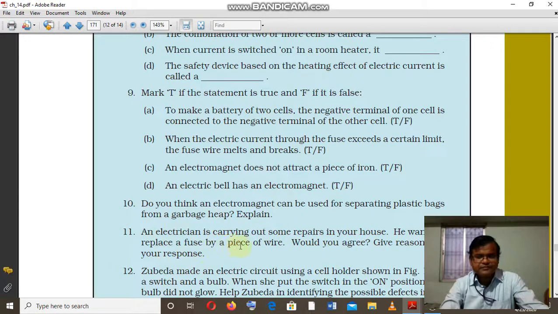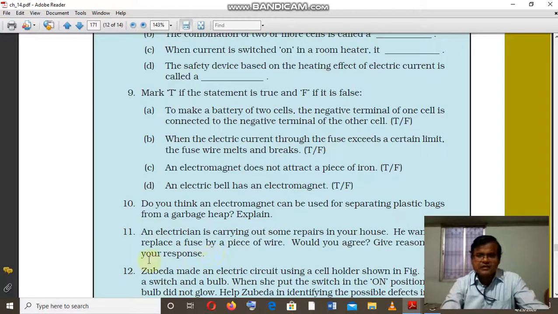Question number 11. An electrician is carrying out some repairs in your house. He wants to replace a fuse by a piece of wire. Would you agree? Give the reason for your response. Replacing the fuse with a metal piece would be dangerous because a fuse has a low melting point and it should break. It is very thin because it should break. But in the case of a metal piece, the melting point will be high. The wire will not break in case of overloading or overheating.